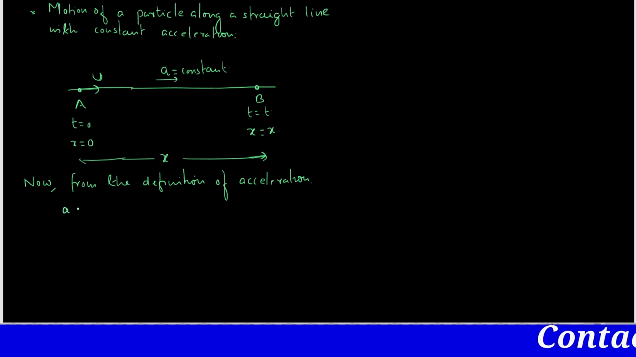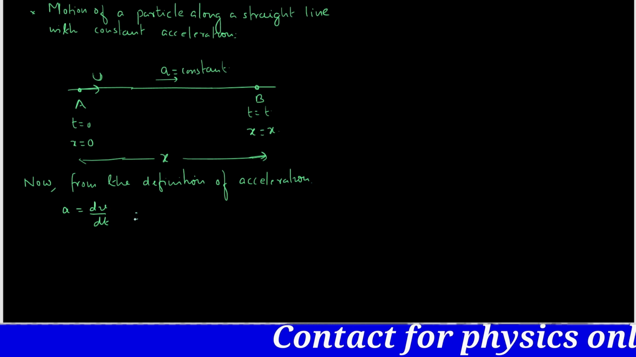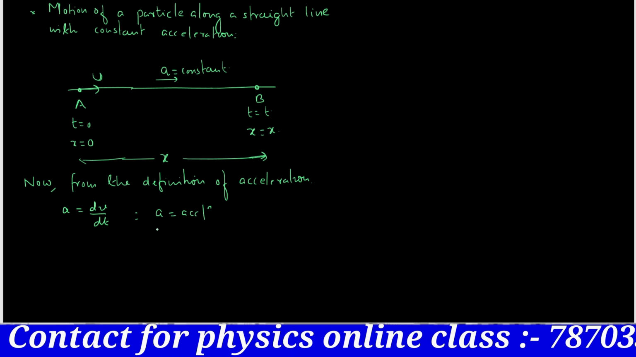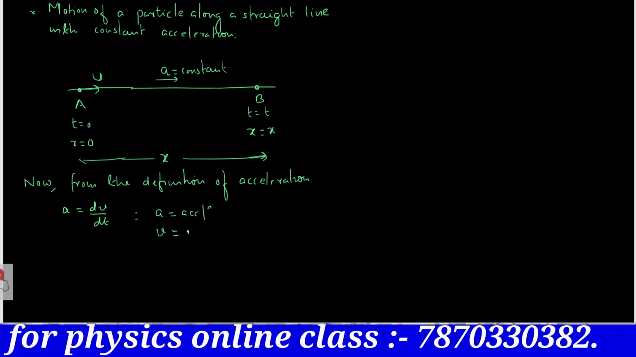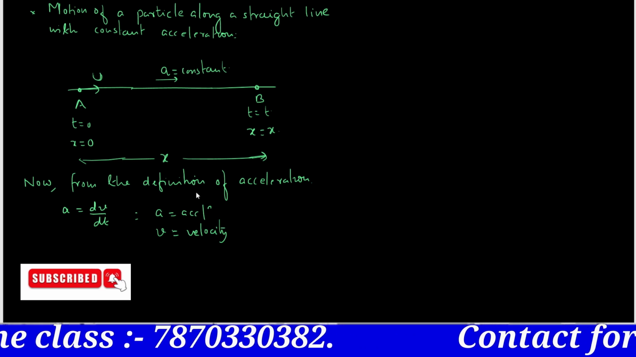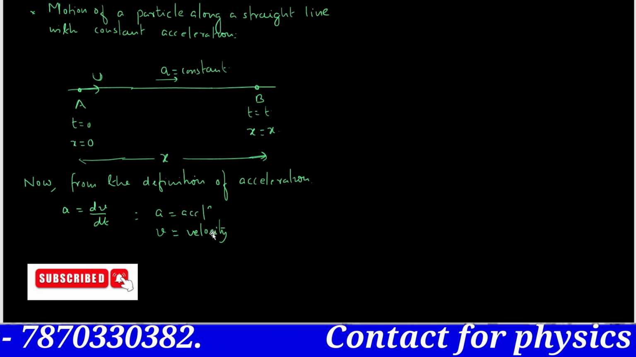we can write a equals dv upon dt, right? Here a is acceleration, and v is velocity. Must remember, here a is acceleration and v is velocity, not a speed.